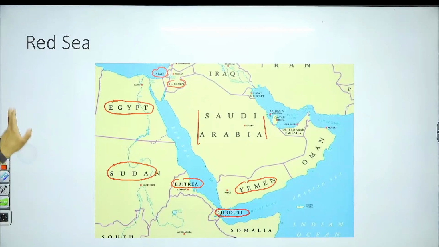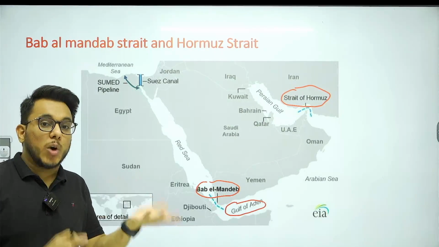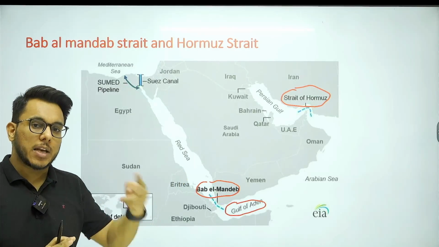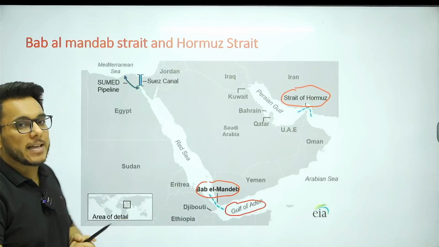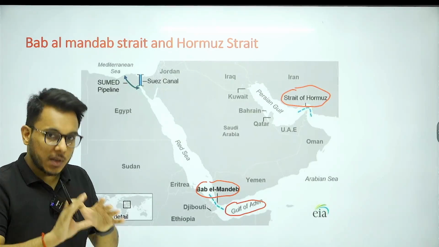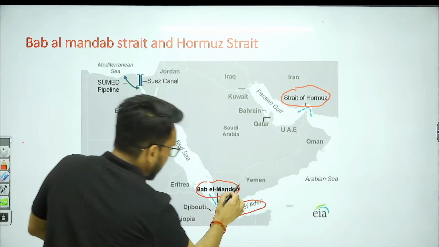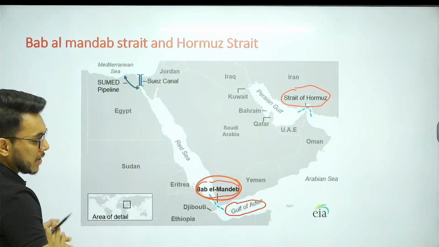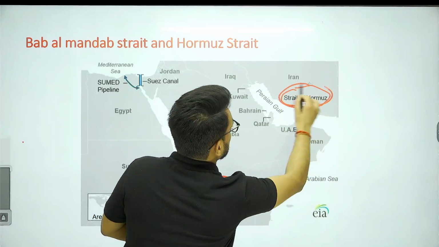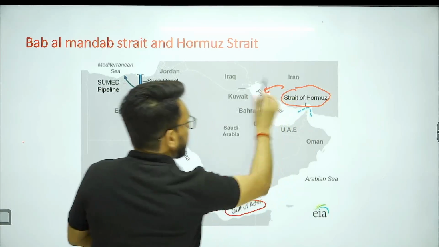Now, moving on. There is an alternative route to the Red Sea also. Earlier we saw an alternative to the Suez Canal, now an alternative to the Red Sea. That is the India, Middle East, Europe Corridor, IMEC. First of all, let's understand. Here we have the Bab el Mandab Strait, already discussed. The Gulf of Aden, already discussed. And here we have the Strait of Hormuz. Beyond the Strait of Hormuz, here we have the Persian Gulf.